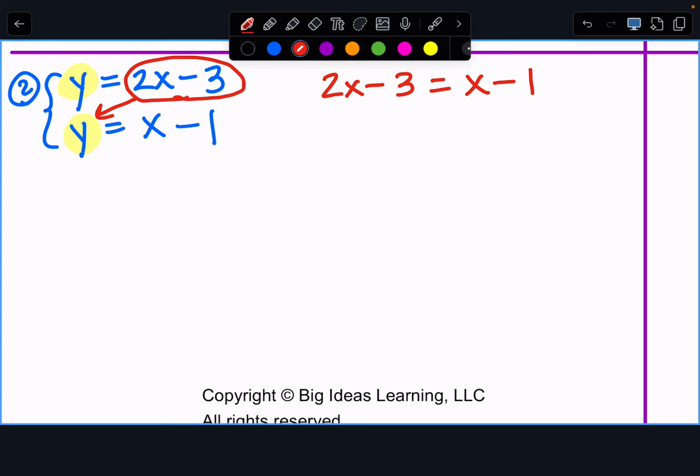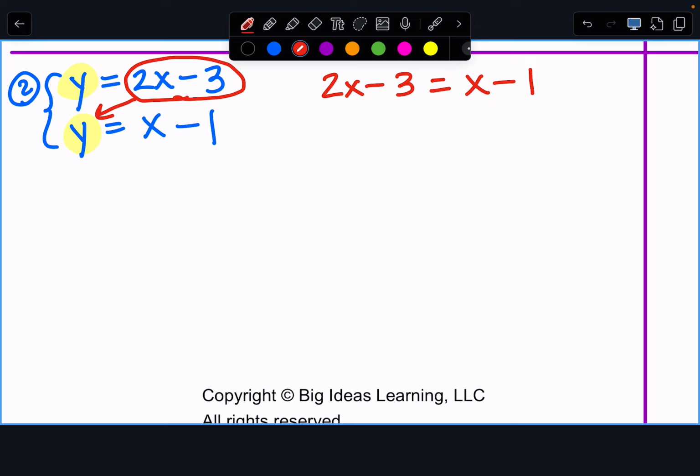Is there a specific order we'd have to plug it in? So if you wrote this as 2x minus 3 equals x minus 1, it would be the same as if you wrote x minus 1 equals 2x minus 3. Is that your question, Joey? Would you count it as wrong? No, it's the same.